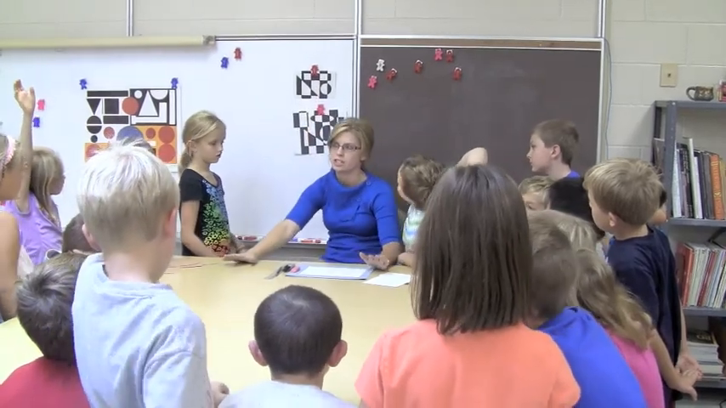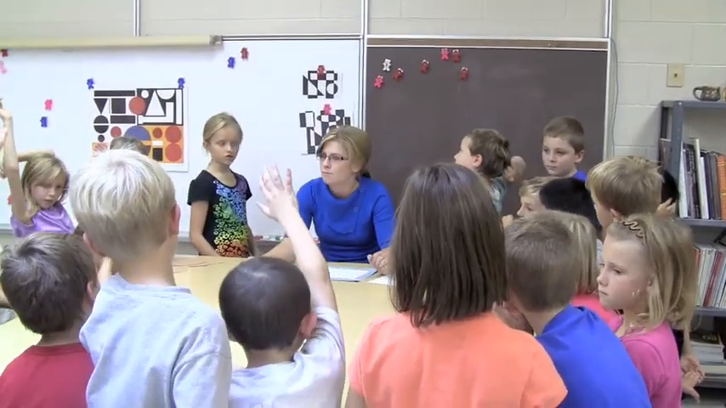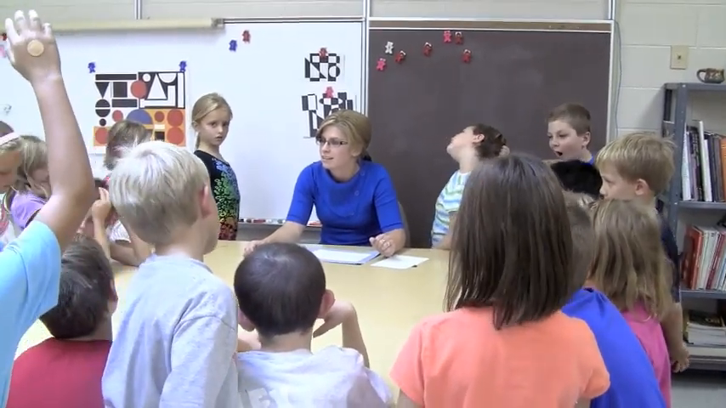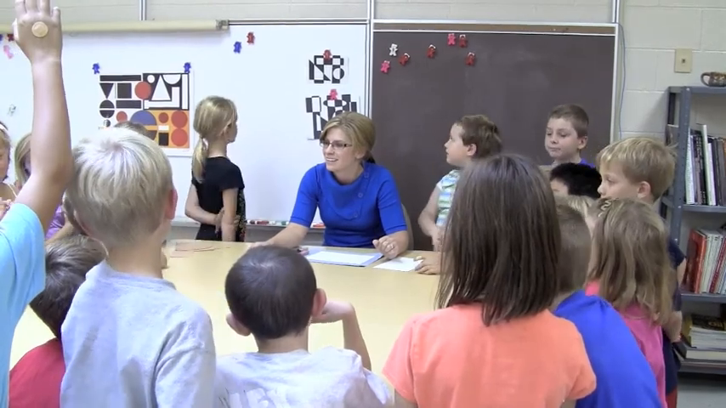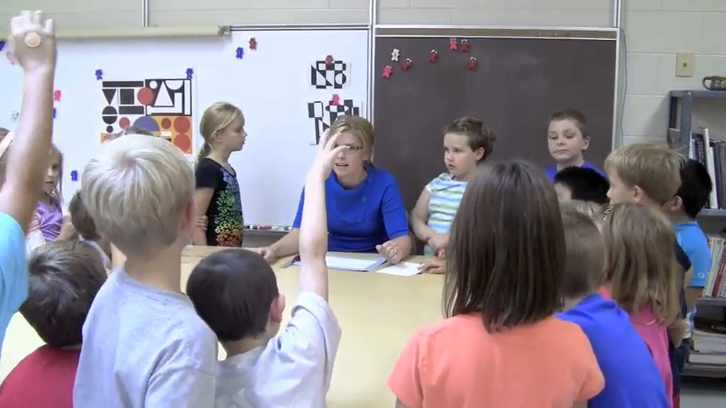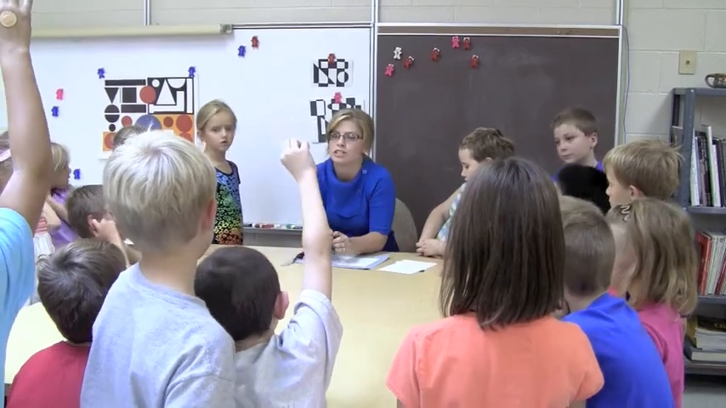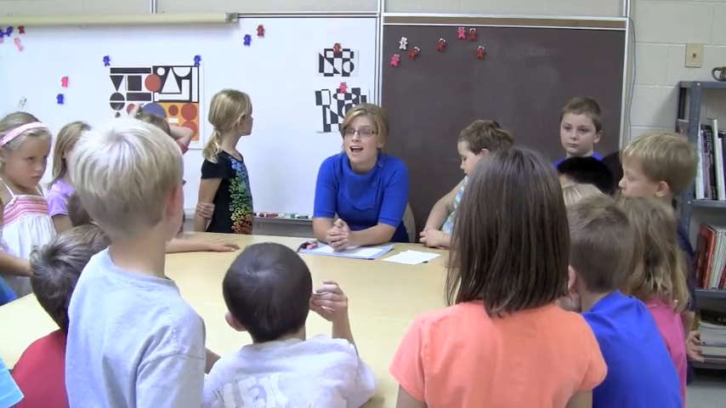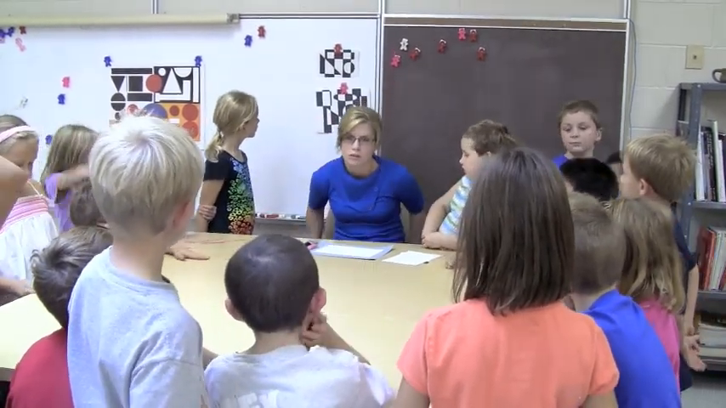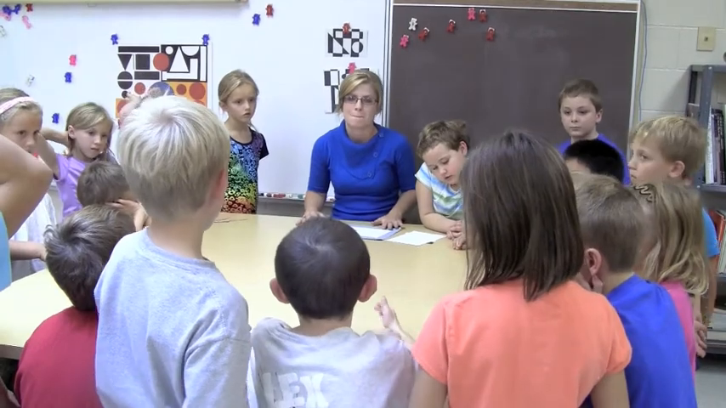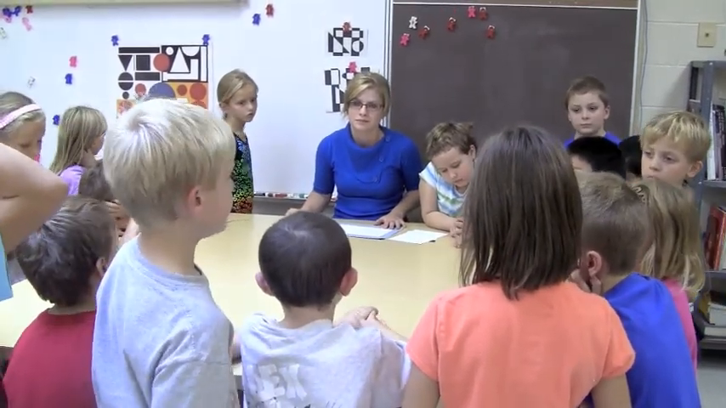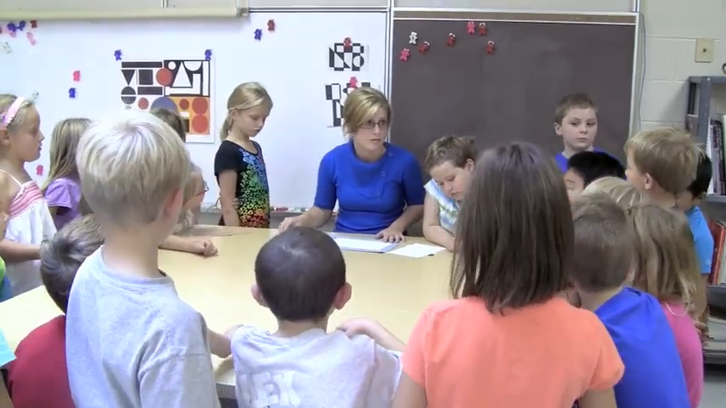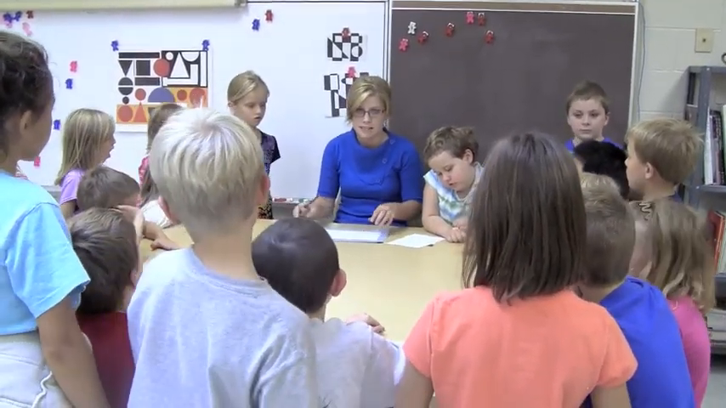What do we know about geometric shapes? They can go any other way. You can tip them over, and it'll still be the same, but it'll look different. That's good. What do you know about geometric shapes? That you can make them differently. One more. What do you know? You can cut a geometric shape in half, and it's the same on both sides, isn't it?